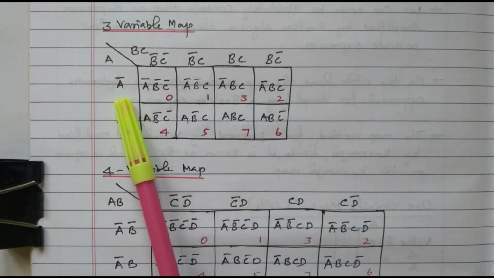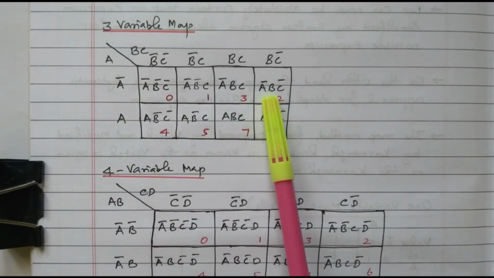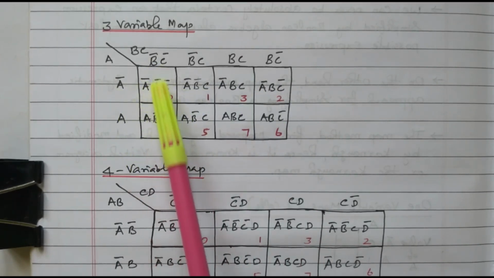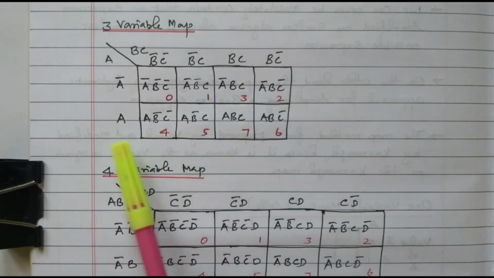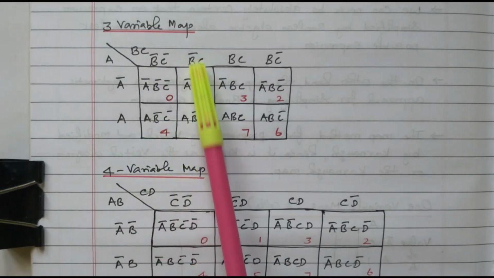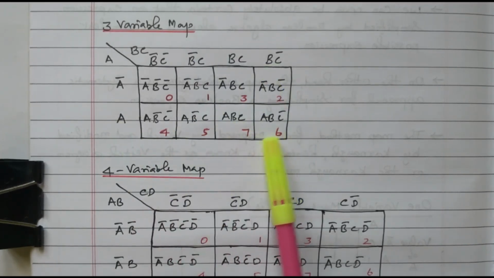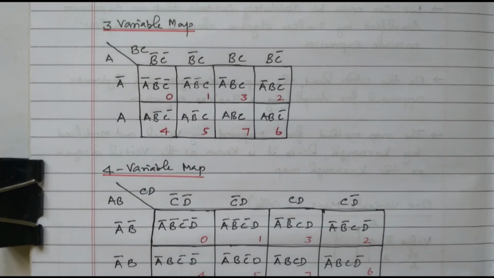In terms of product form, this is A bar, this is B bar, C bar. So A bar, B bar, C. A bar, B, C. A bar, B, C bar. Right. So in this entire first row A bar will be there. Then the first column is B bar, C bar. The second means B bar, C, like that. So in this row we have A. Then here what is available? A, B bar, C bar. A, B bar, C. A, B, C. A, B, C bar. Right. So like this we can represent the 3 variable map A, B, C. There are 8 possibilities available.